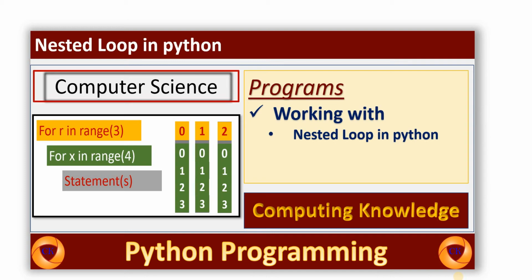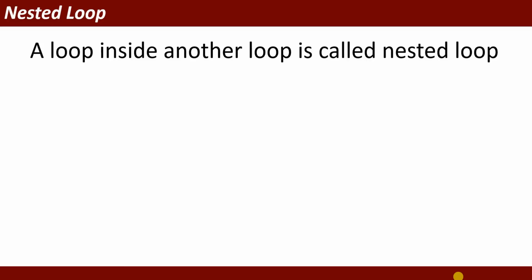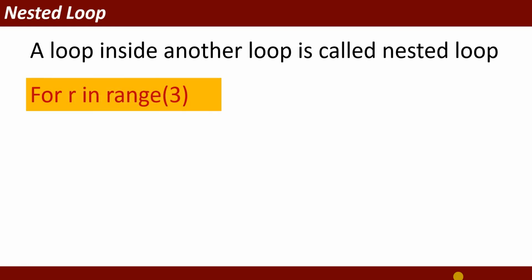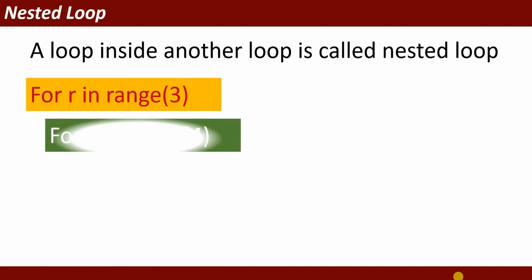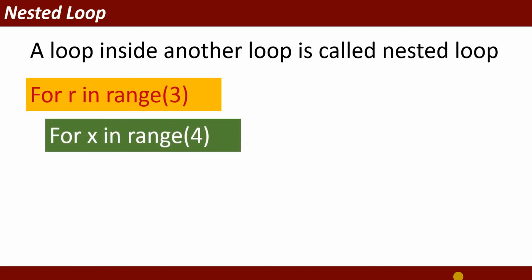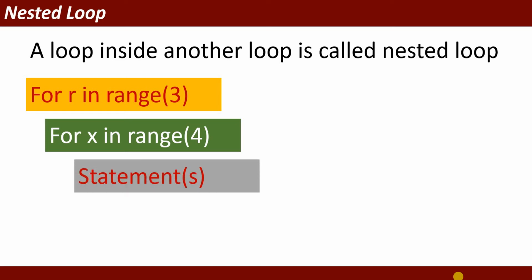Let's start the lecture. What is a nested loop? A loop inside another loop is called a nested loop. Suppose this is the outer loop: for r in range 3. This is the inner loop: for x in range 4. And here I have written the statement.